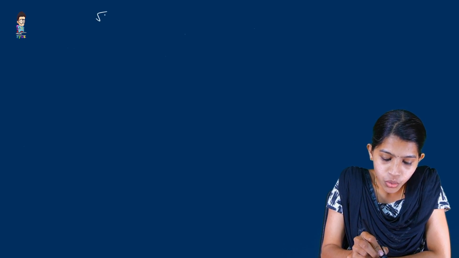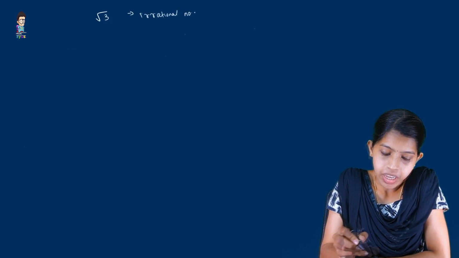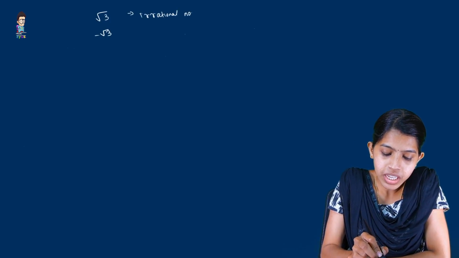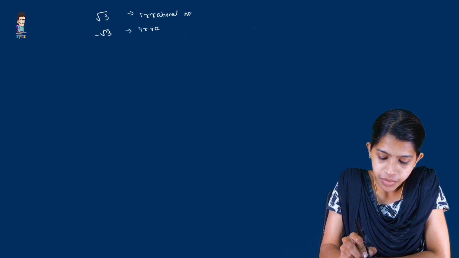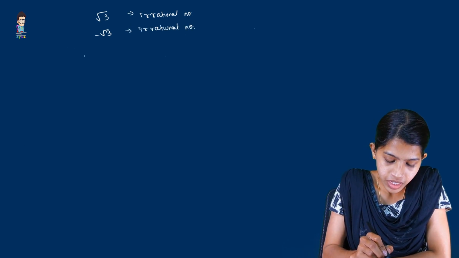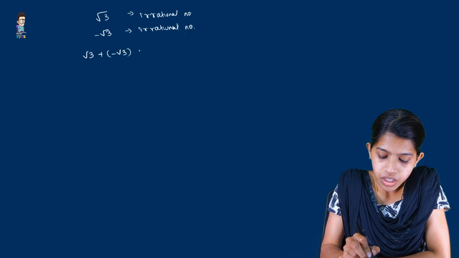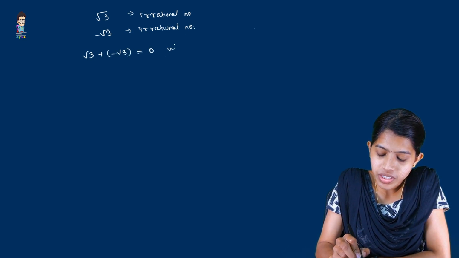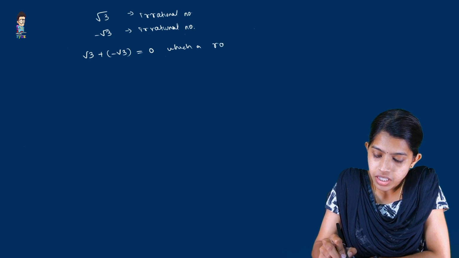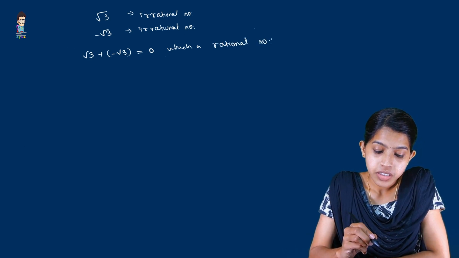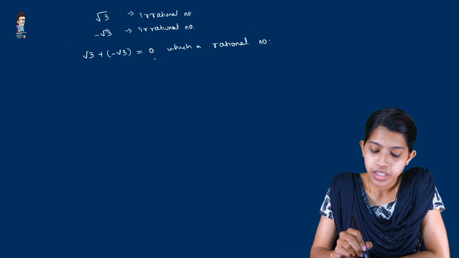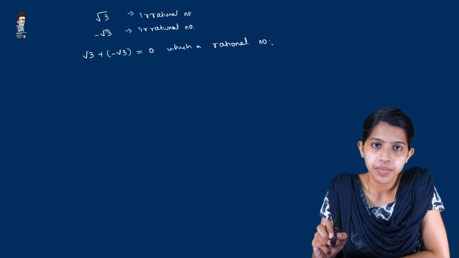We know that root 3 is an irrational number and also minus root 3 is an irrational number. What about their sum? That is root 3 plus minus root 3 will be 0, which is a rational number. That is, the sum of two irrational numbers need not be an irrational number.